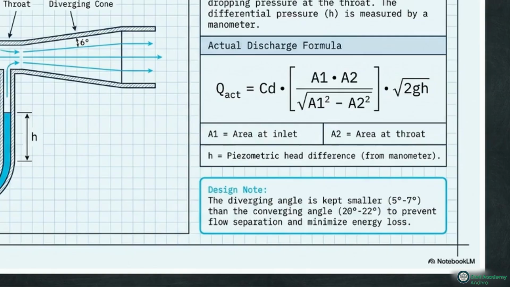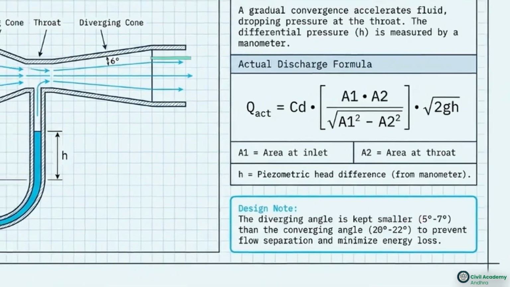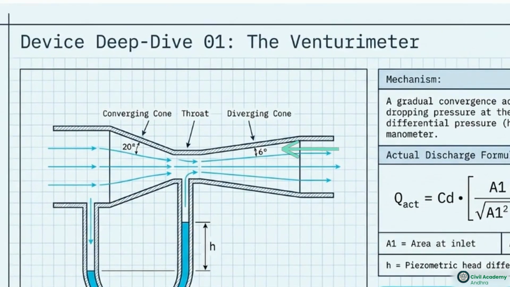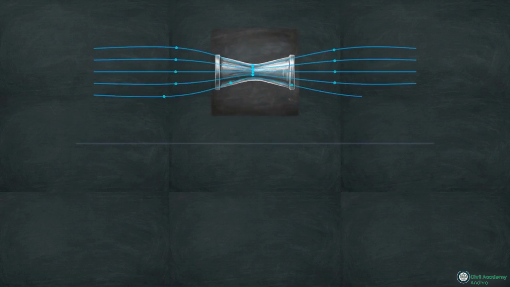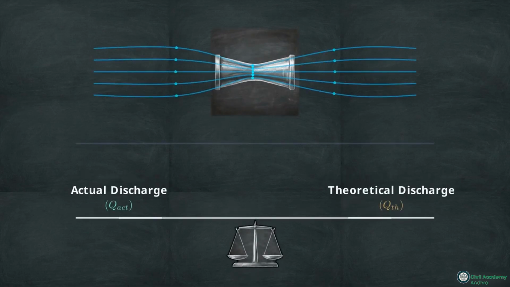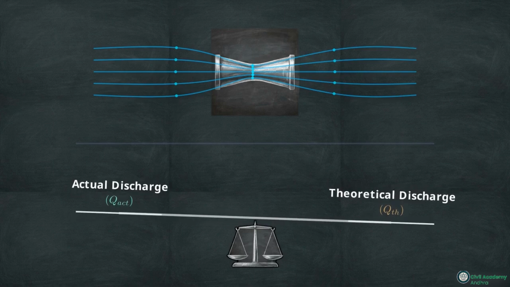This design note specifies that the diverging angle is strictly constrained to between 5 and 7 degrees. This shallow angle gently guides the fluid back to pipe width, specifically preventing detachment and avoiding permanent head loss. This geometric elegance translates mathematically. The actual physical discharge remains remarkably close to the theoretical discharge derived from Bernoulli's equation.